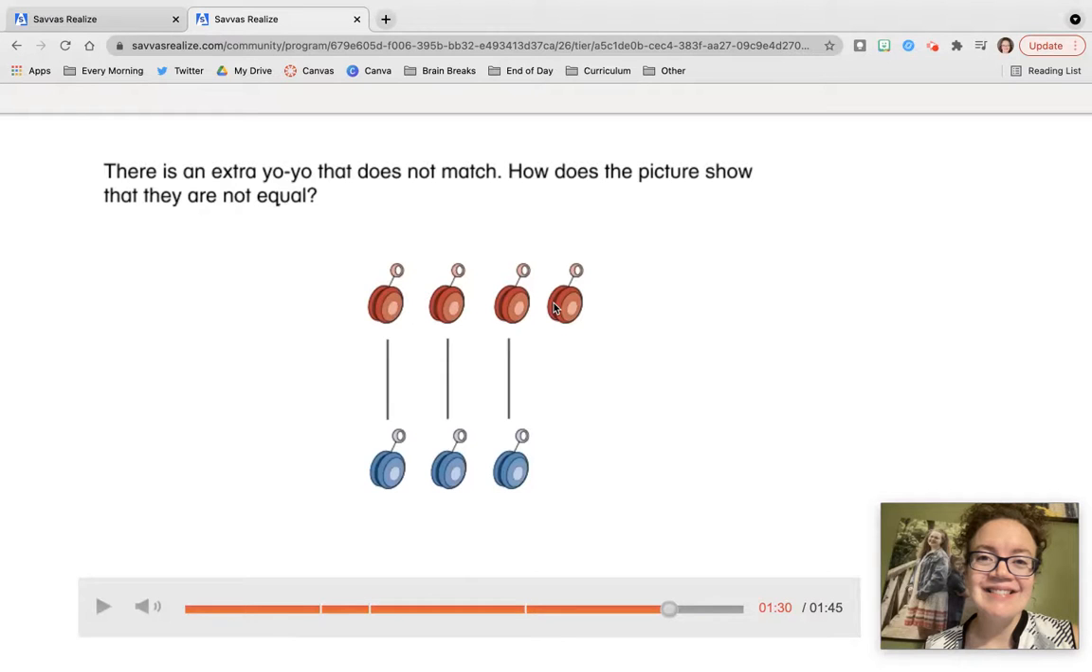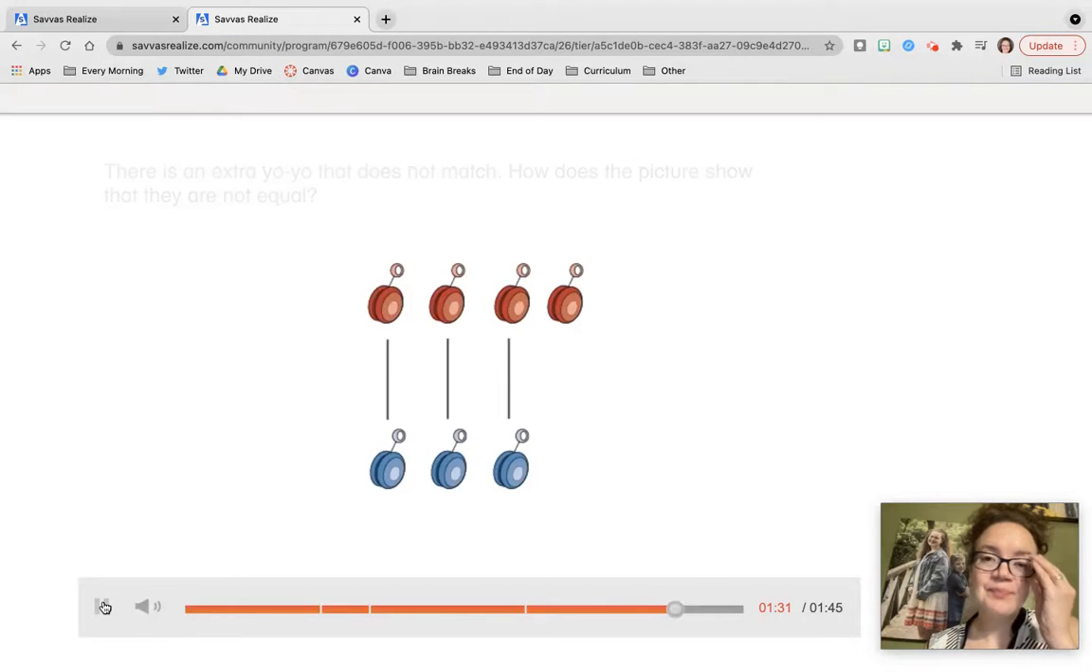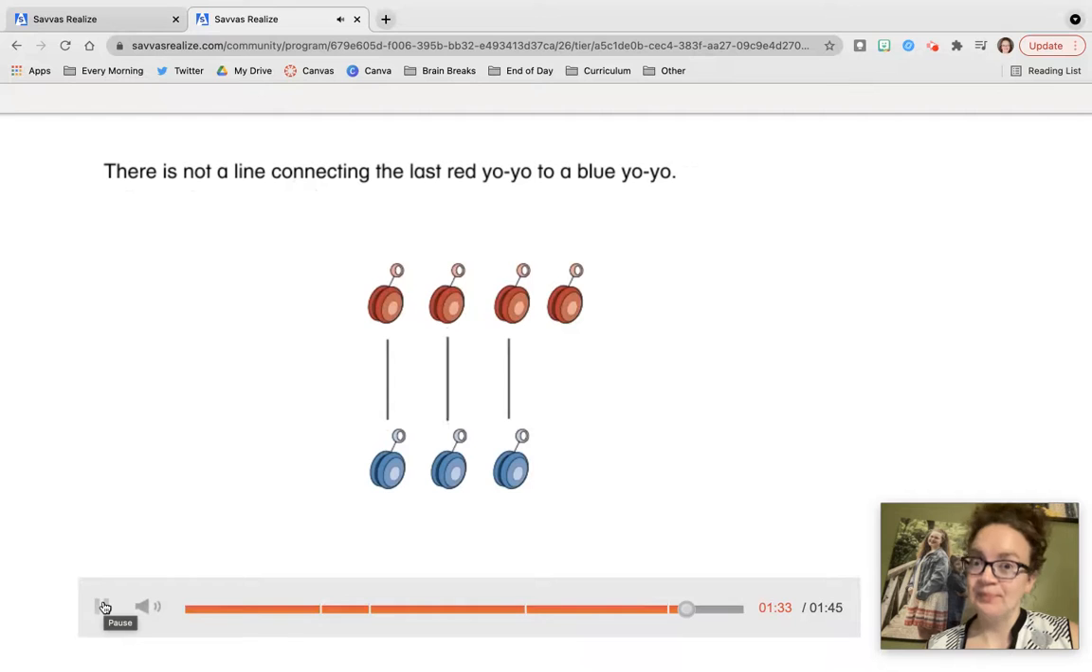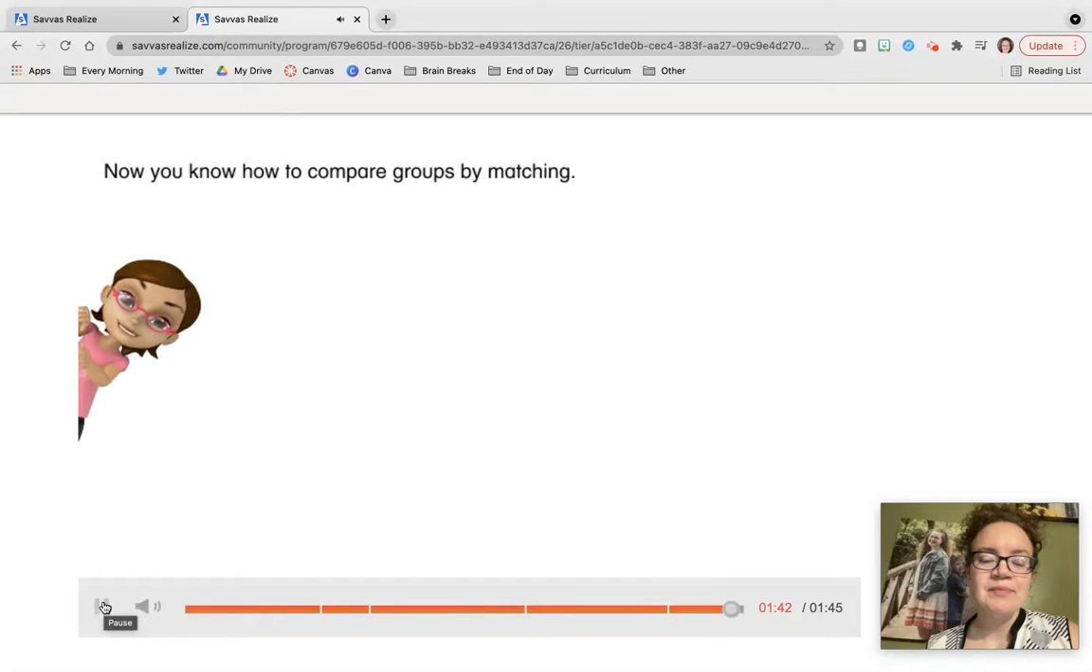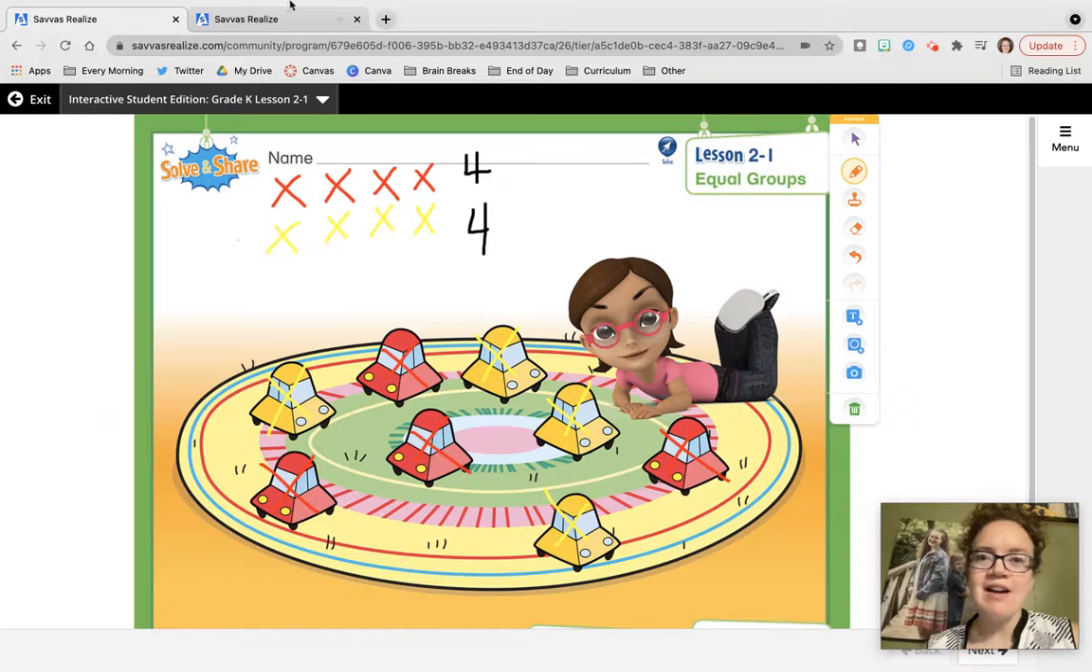I hope you said, look, there is one extra yo-yo that does not have a line, so they are not equal. Let's see what the video says. There is not a line connecting the last red yo-yo to a blue yo-yo. Now you know how to compare groups by matching. Great job. So we are going to keep working in our books.